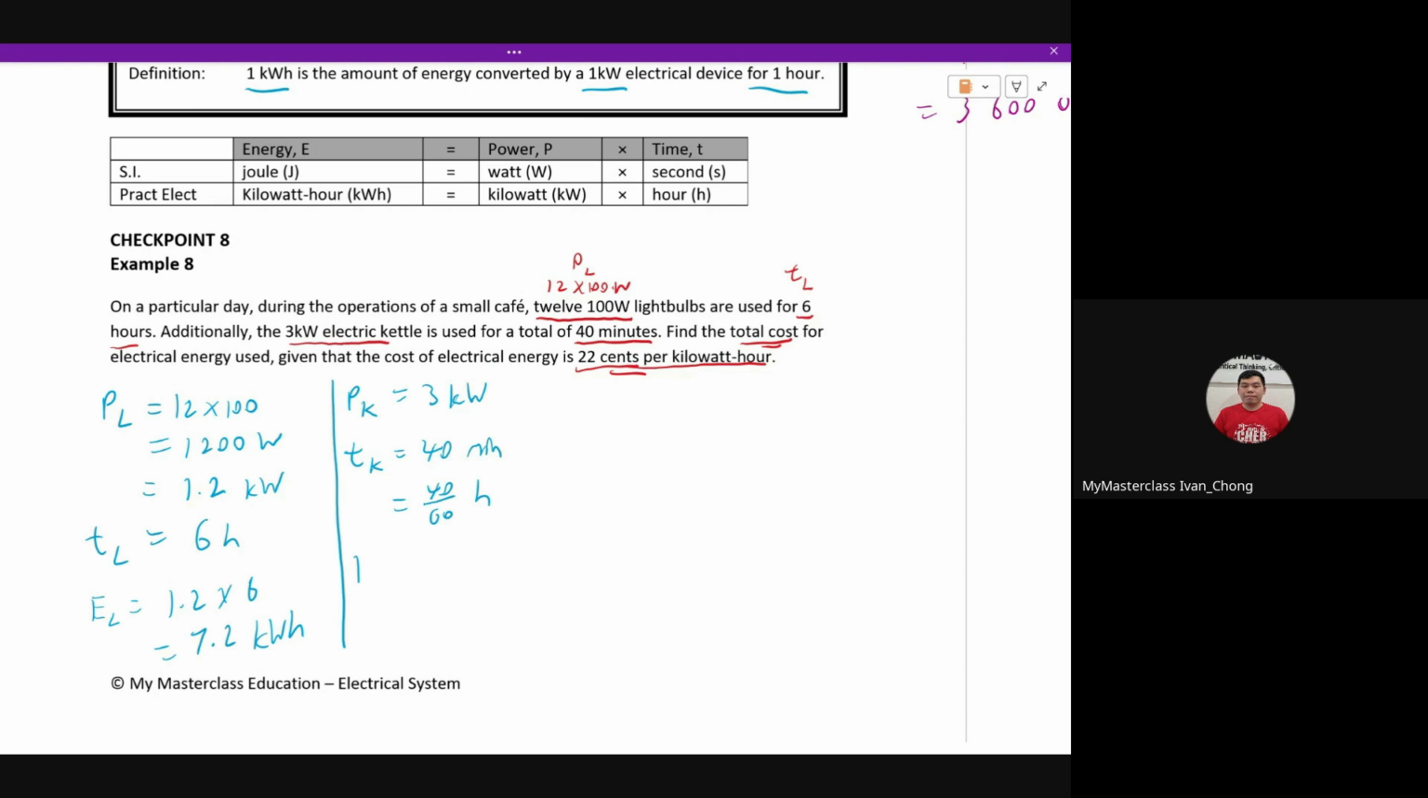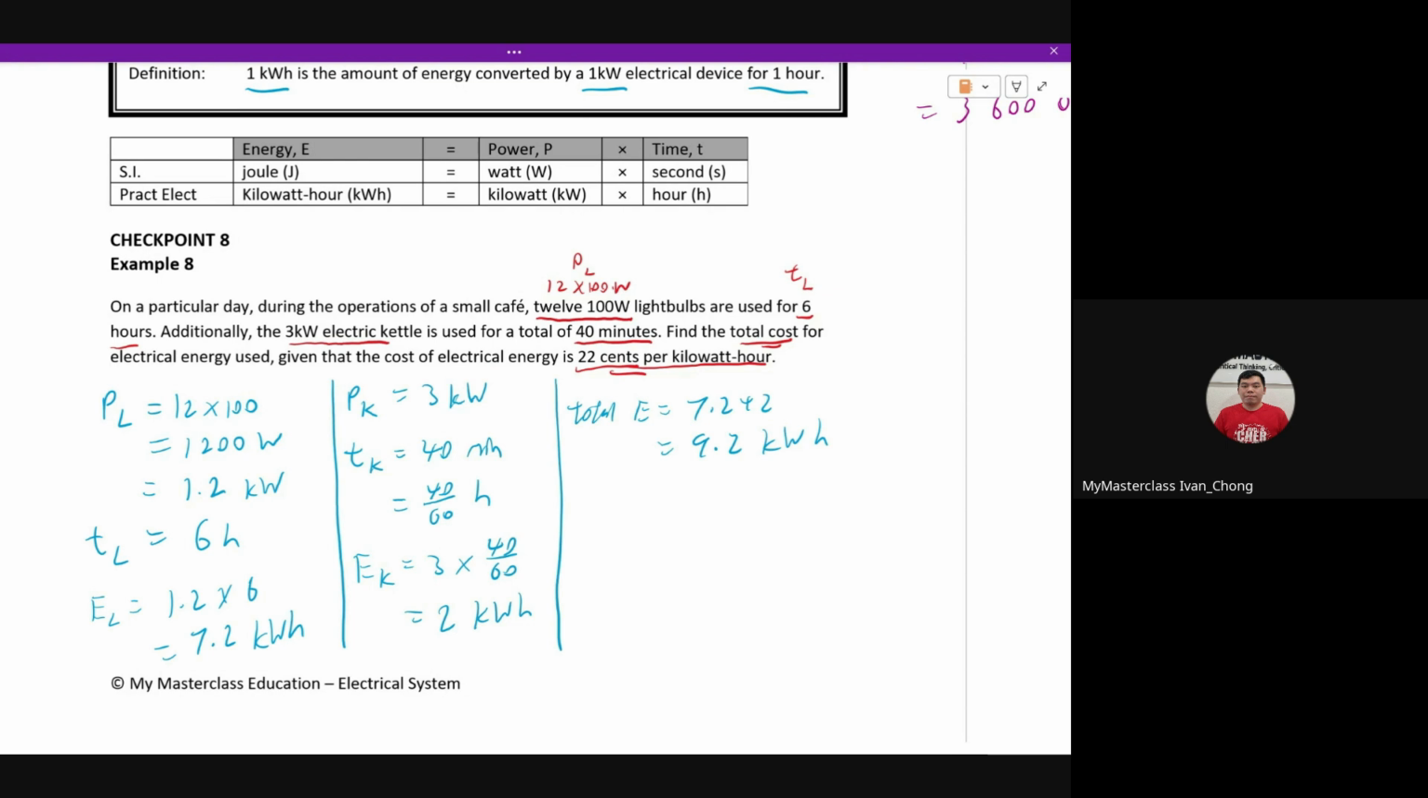So ask yourself now, how much energy did I use for my kettle? So I use 3 times 40 over 60. You end up with 2 kilowatt hours. Okay, so your total energy, you want to ask yourself, is 7.2 plus 2. You end up with 9.2 kilowatt hours.